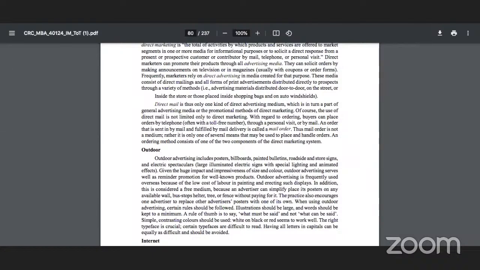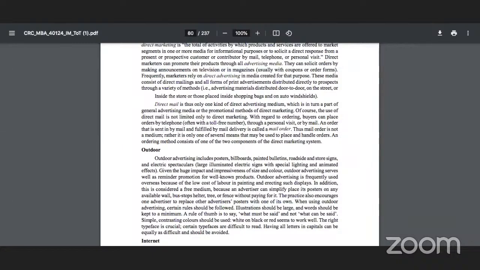An order that is sent in by mail and fulfilled by mail delivery is called a mail order. One very popular magazine, that is Reader's Digest, is one great example which was being done in this similar format through a mail order. And that was usually being offered as either a trial basis or over a period of 1 year or 2 years or 3 years or longer, as you like.